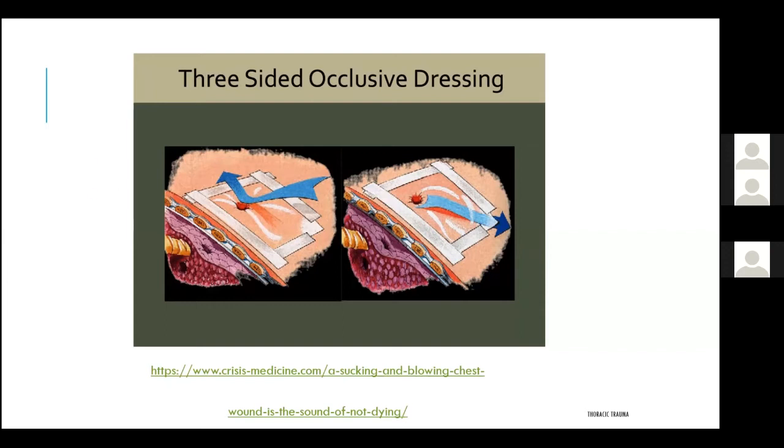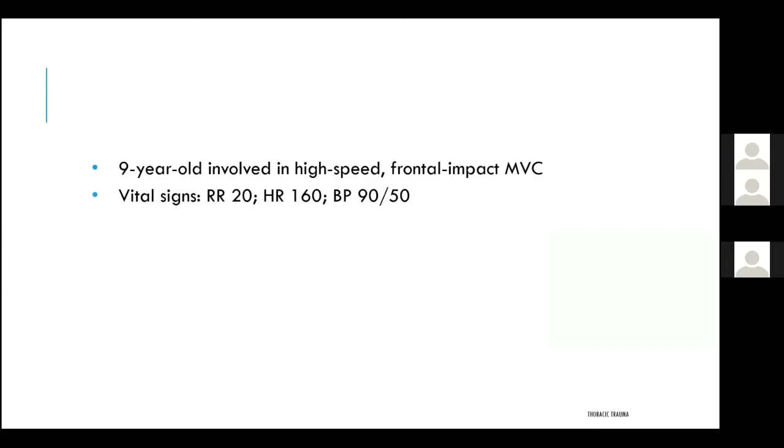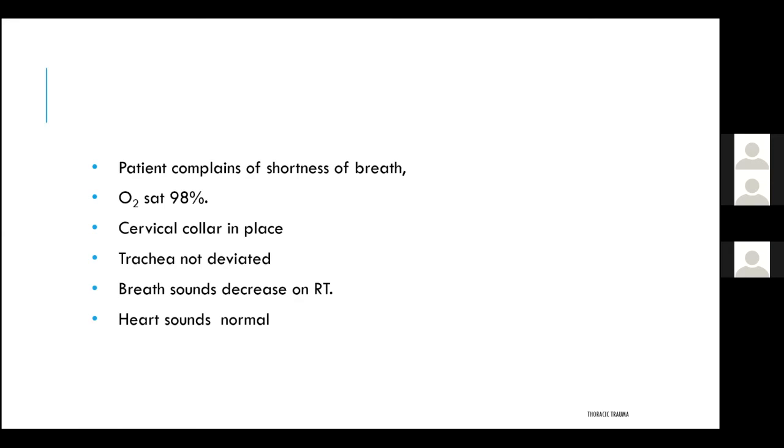Okay, another scenario: a 9-year-old involved in a high-speed front and back motor vehicle accident. Vital signs: respiratory rate is 20, heart rate is 160, blood pressure is 60/50. So same, how should we prepare ourselves, how should we manage, and how do we identify the injury. A 9-year-old looks like an unstable patient to me. So it's always ABC. We should assess the airway, breathing, circulation, disability, Glasgow score, and expose the patient. Oxygen saturation 98, cervical collar in place, trachea is not deviated, excellent. The breathing sound is decreased on the right side, heart sound is normal.